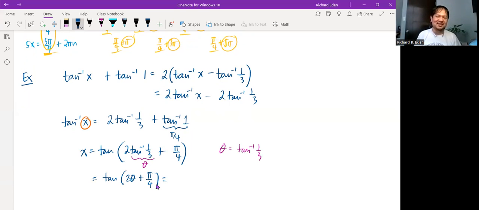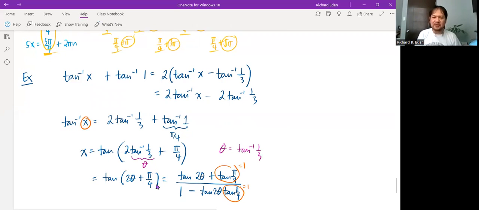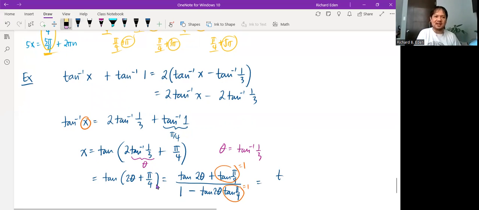All right. Okay, so tangent of 2 theta plus pi over 4. So this is tangent of 2 theta. Let's use the tangent addition formula. In the numerator, that's going to be plus, tangent of 2 theta plus tangent pi over 4. In the denominator, 1 minus tangent of 2 theta times tangent pi over 4. And tangent pi over 4 is equal to 1. So it's nicer to write it down like this: 1 plus tangent 2 theta over 1 minus tangent 2 theta.